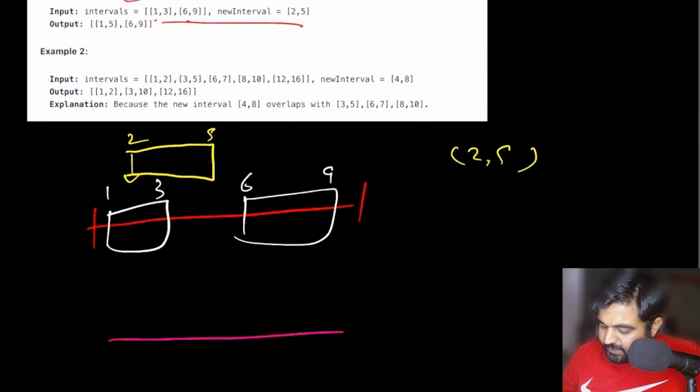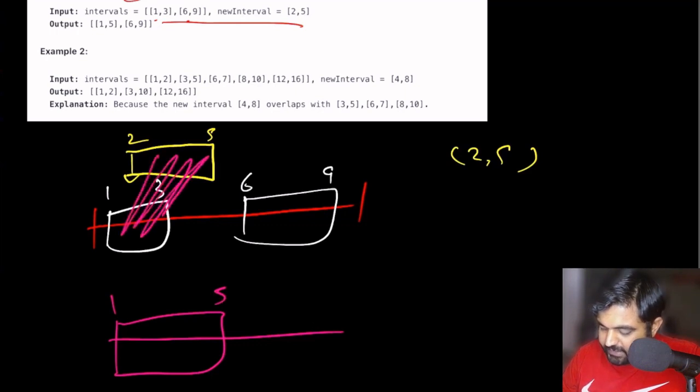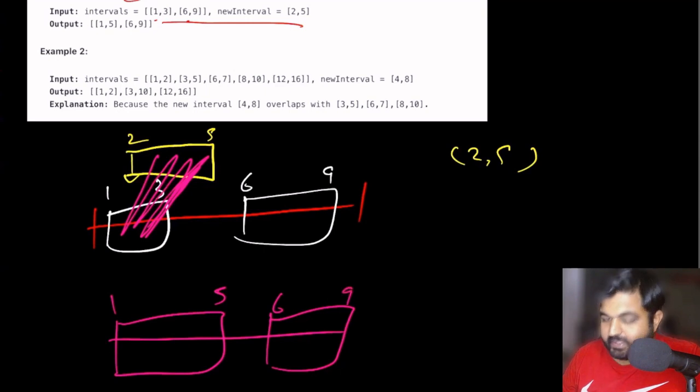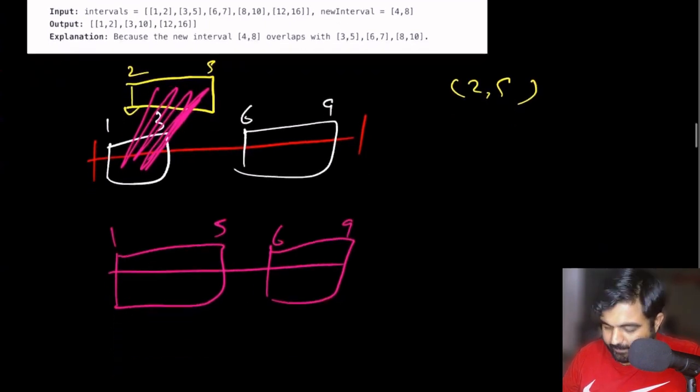If we add this new interval, what is the answer going to look like? Again, it's pretty simple. 1 to 5 is going to be the first interval after we merge these two, and then 6 to 9, since we are not doing anything, we can simply keep it as it is. Solving this problem is actually quite simple.